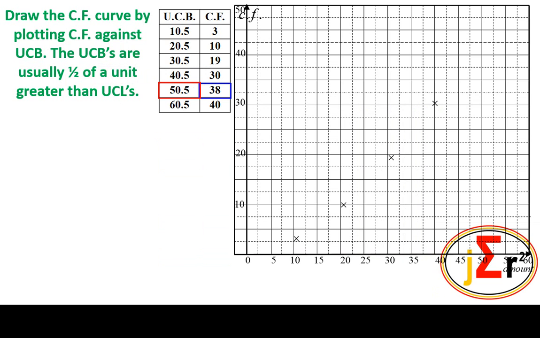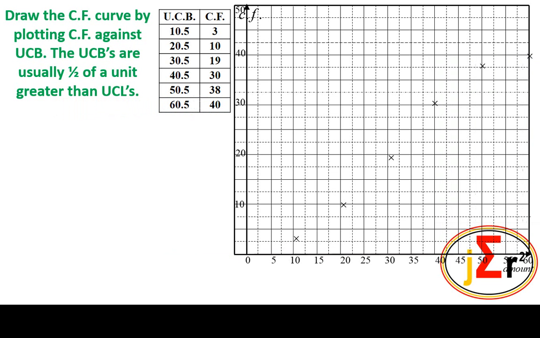50.5 for the upper class boundaries and 38. And we'll finish up with 60.5 all the way there, and we'll go up to 40. Notice that it's a little bit off the grid, you know, trying to get this thing to be very conservative in terms of space. There we have it.